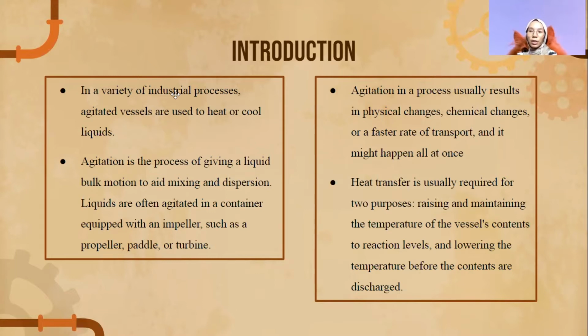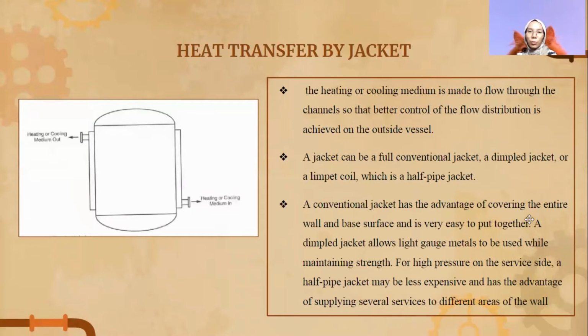Heat transfer is usually required for two purposes: raising and maintaining the temperature of the vessel contents to reaction levels, and lowering the temperature before the contents are discharged. There are two ways for heat to be transferred. First is by jacket. In this process, the heating or cooling medium is made to flow through the channels so that better control of the flow distribution is achieved on the outside of the vessel.